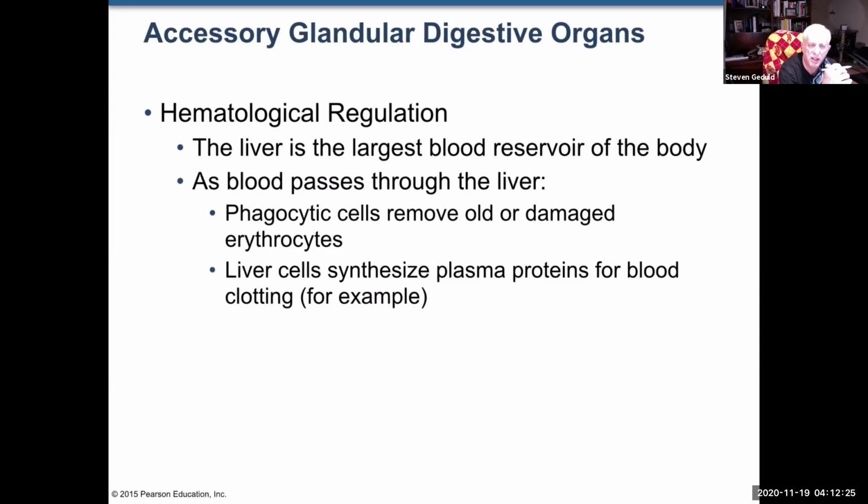Hematological regulation, blood. The liver is the largest blood reserve of the body. As blood passes through the liver, you get phagocytic cells, where you have older, damaged erythrocytes, so they can be recycled for later. And it synthesizes plasma proteins for blood clotting. It synthesizes all the platelets, so the blood can clot.